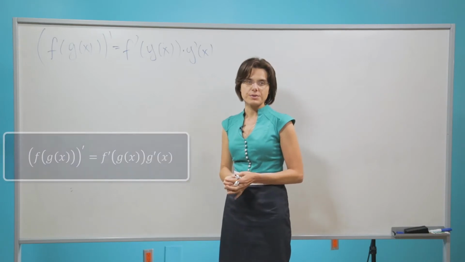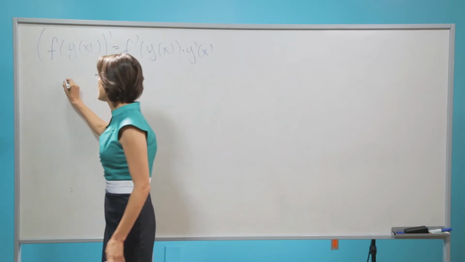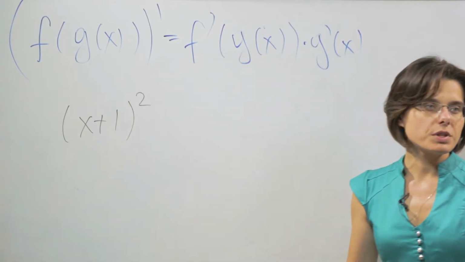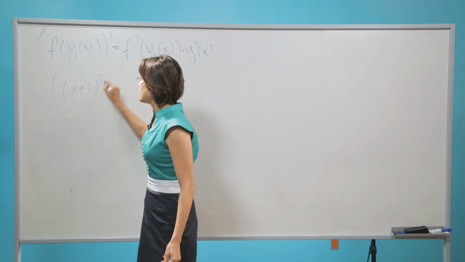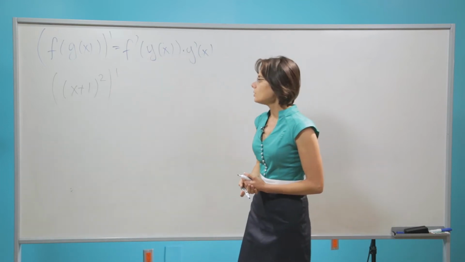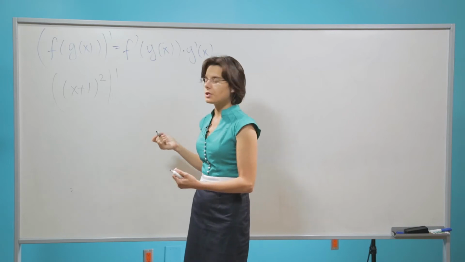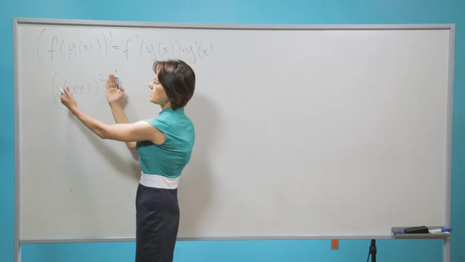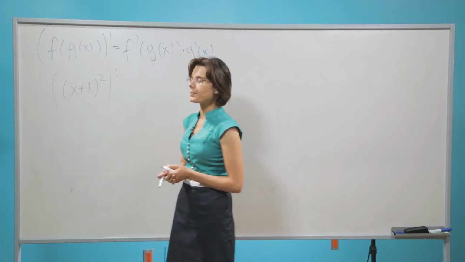Let us do some examples. Let's say we want to differentiate (x plus 1) squared. Of course, you would want to open brackets and differentiate step by step, but what if you wouldn't be able to do that? So you see we have a function inside of a function here. The first function is the power function, which is squared, and our inner function is x plus 1.